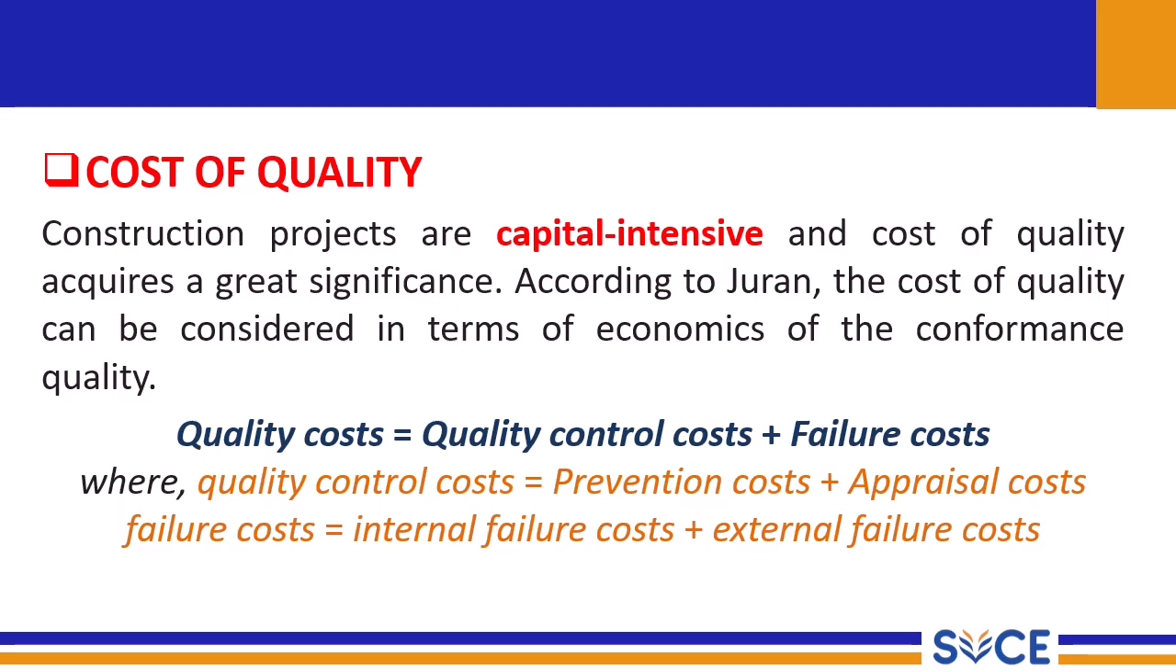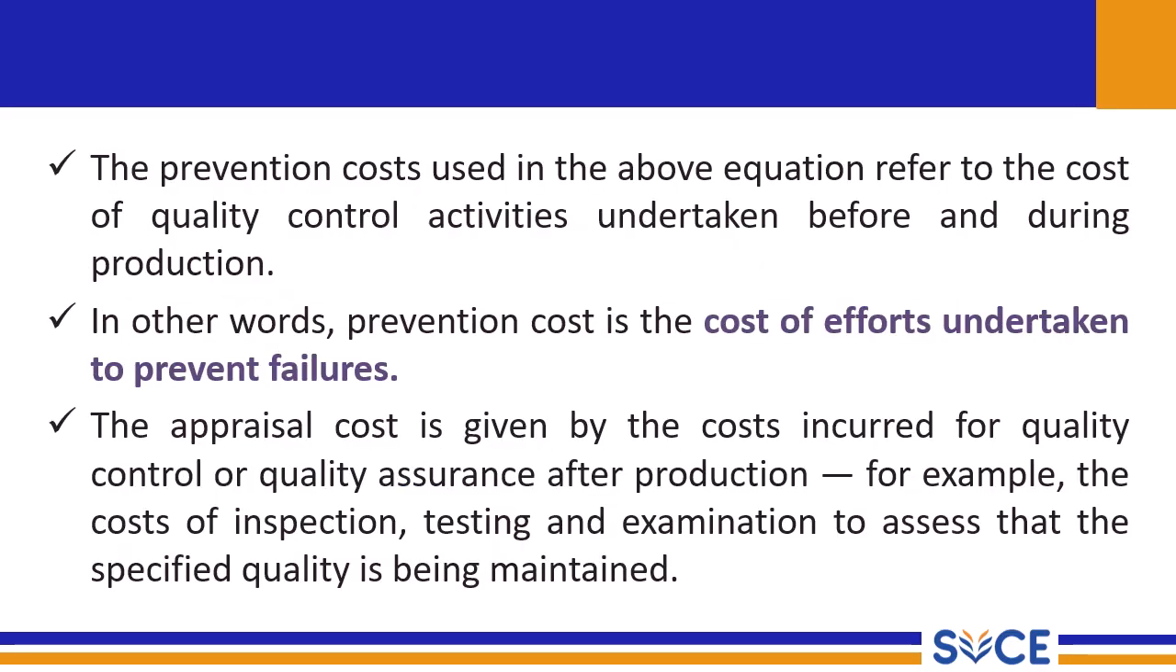Whenever people say quality cost or cost of quality, you have to make sure that these two things are coming into your mind: quality control cost and failure cost. Internal failure, external failure. Quality control means prevention and appraisal. The prevention cost used in the above equation refers to the cost of quality control activities undertaken before and during production. In other words, prevention cost is the cost of effort undertaken to prevent the failures. The appraisal cost is the cost incurred for quality control or quality assurance after production, for example, the cost of inspection, testing, and examination to assess that the specified quality is being maintained.